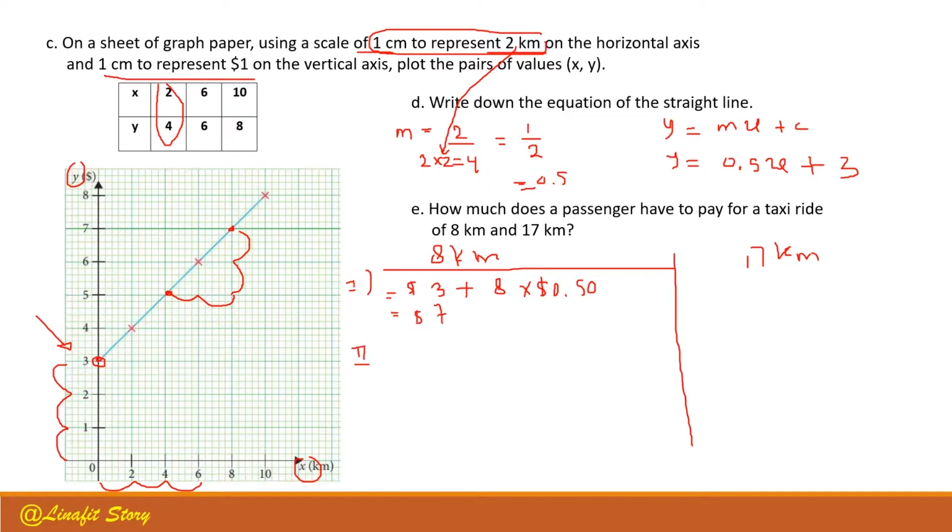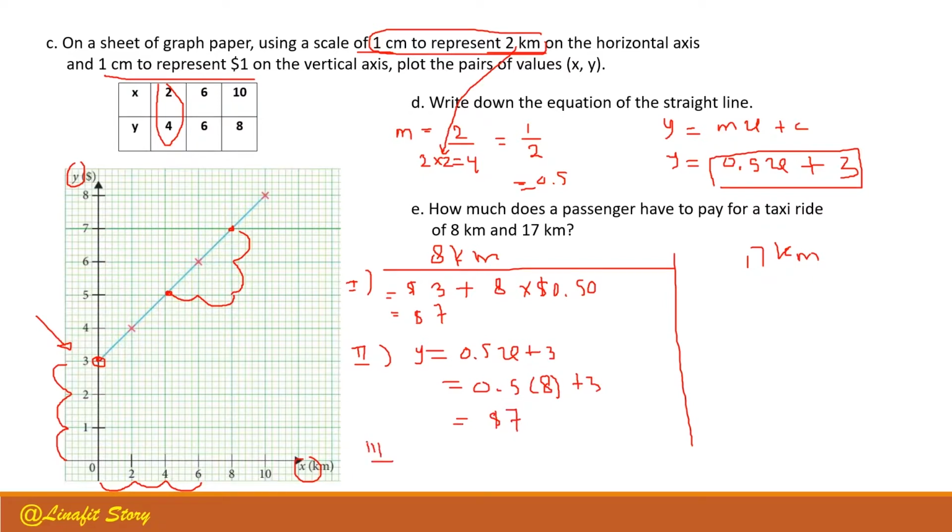Method 2. Substitute x into y is equal to 0.5x plus 3. So 0.5 times 8 plus 3 is equal to 7.